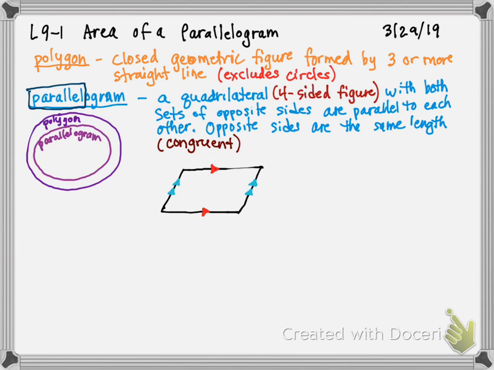Name-wise, the top and the bottom of our shape have the same name. They're called a base, and that makes sense because they are on opposite sides of each other. Now, in order to figure out any information about a parallelogram, I also need to figure out how tall it is, and so that is called a height.